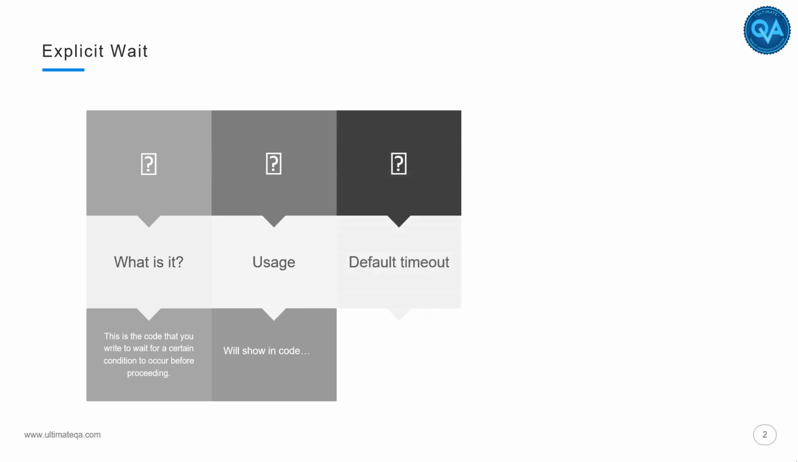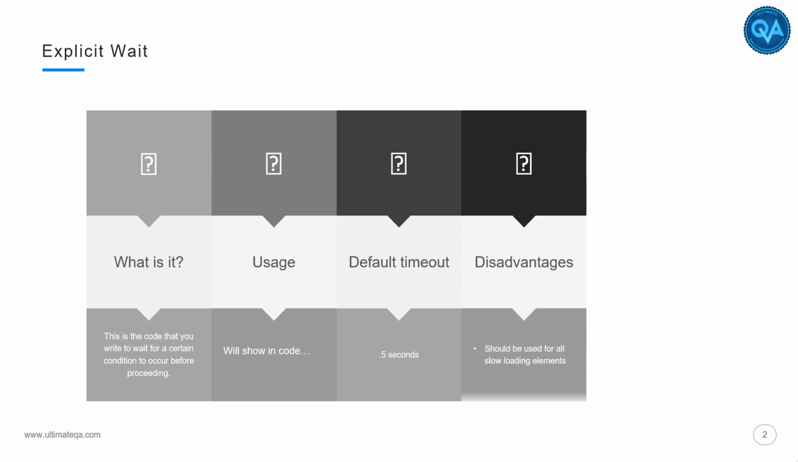The default timeout for an explicit wait is half a second. What does that mean? It means that if you don't specify the time for an explicit wait to wait for a specific condition, half a second will be the amount of time that it waits before it throws an exception.